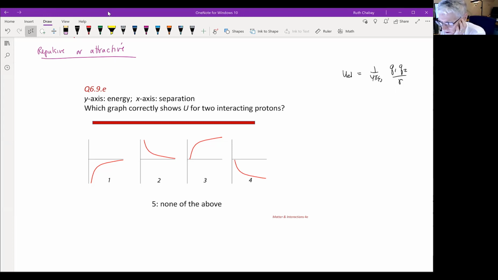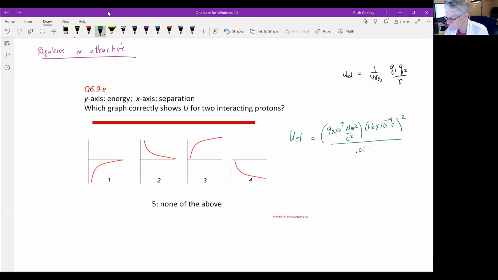So what we need to do here is think about this equation for electric potential energy. The electric potential energy is 1 over 4 pi epsilon 0. That's 9 times 10 to the 9th newton meters squared per coulomb squared, times the charge of a proton, which is 1.6 times 10 to the minus 19 coulombs. There are 2 of those, and then there's some distance. Let's say it's 1 centimeter.